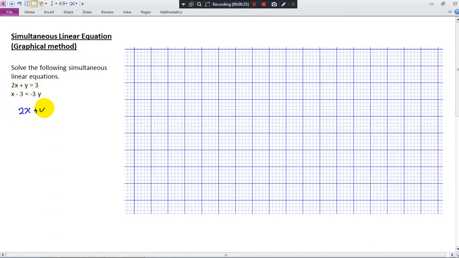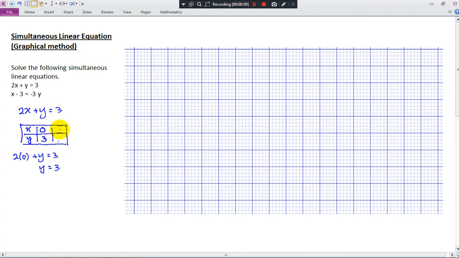2x plus y equal to 3. You just draw a table. This is x, this is y. So you just choose a value that makes it easy to calculate. You can fix the value of x. Let's say when x is equal to 0. When x is equal to 0, 2 times 0, right? We need to find the value of y. Plus y equal to 3. And we know y is equal to 3. So you have the value of y.